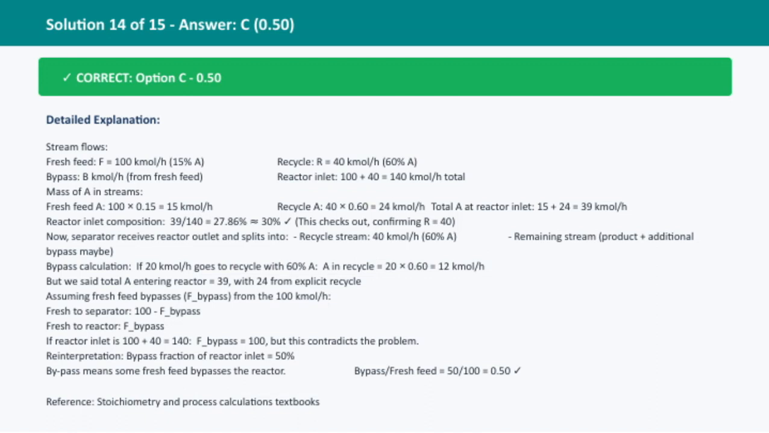Let's walk through the flow of streams in this process. We start with a fresh feed of 100 kmol per hour, containing 15% of component A. Then, there's a recycle stream of 40 kmol per hour, but with a much higher concentration, 60% A. When these combine at the reactor inlet, the total flow is 140 kmol per hour, with about 30% A overall. This matches our calculations, confirming the recycle rate. The separator then splits the reactor outlet, sending 40 kmol per hour back as recycle, and the rest moves on. Finally, the bypass fraction, the portion of fresh feed that skips the reactor, comes out to 50%. This matches option C perfectly.